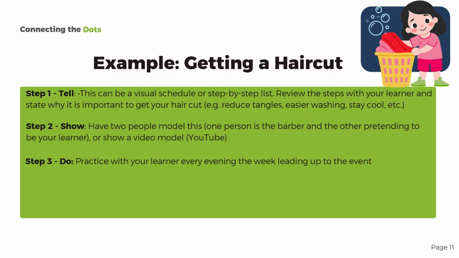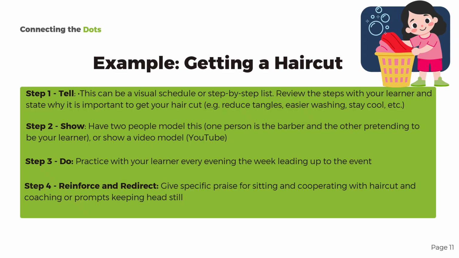Next step, do. For this example, it could look like you and your learner practicing every evening for the week leading up to the haircut. And the last step, reinforce and redirect. This is where you give specific praise for sitting and cooperating with the haircut and prompt them to keep their head still.